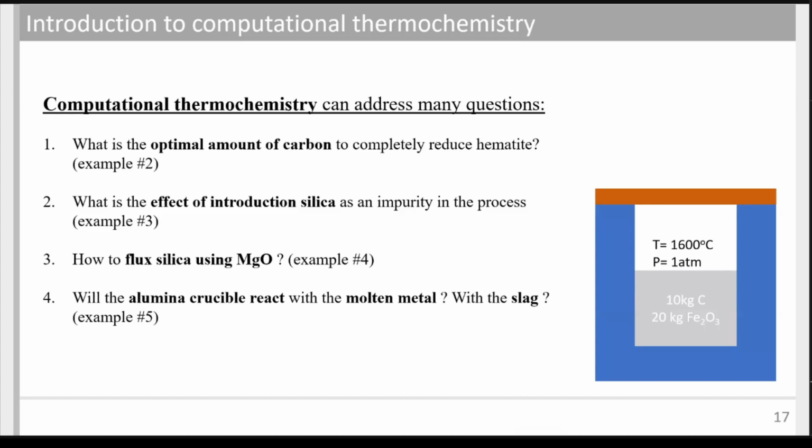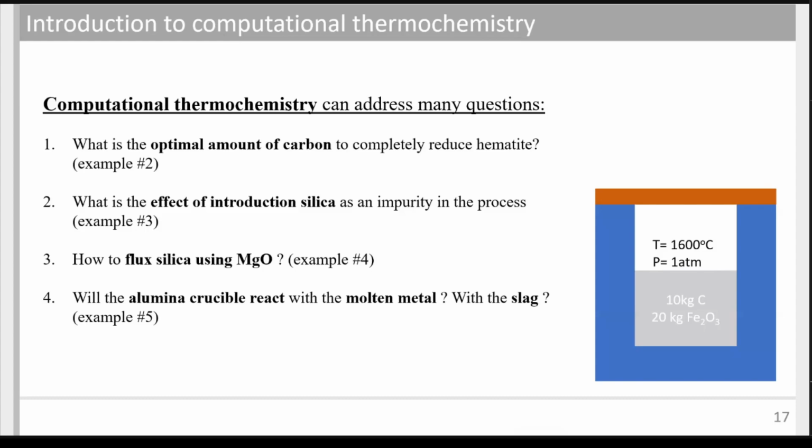Then if I add to this problem some impurity, like the presence of silica, how will this silica impurity modify the behavior of our system? We know as metallurgists that sometimes one of the best strategies to deal with impurity is to flux them. So in our fourth example, we'll talk about fluxing silica using MgO. And finally, I will start looking at the corrosion, or I would say the strength of the crucible that I've selected for this application when it's exposed to molten metal and to the slag. So this is the plan for the other examples that I'm going to present in a moment.